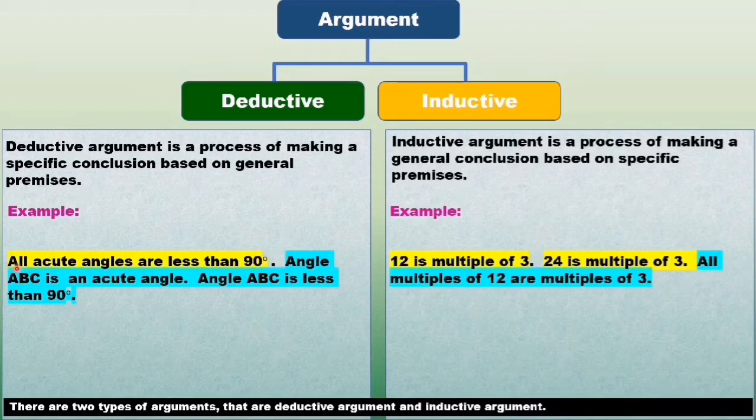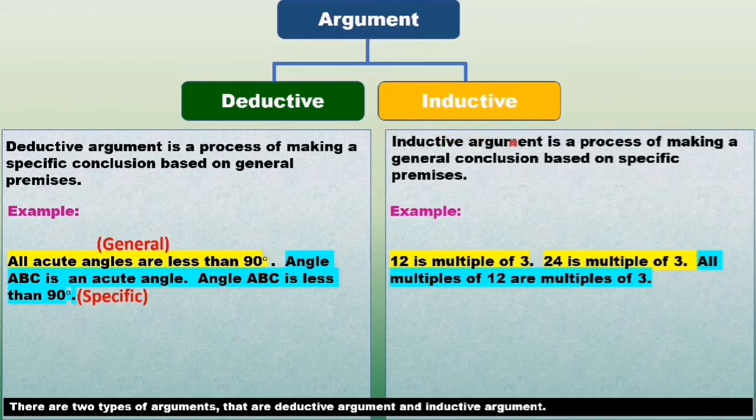So from here, all acute angles are less than 90 degrees is a general statement. What is the meaning of general statement? The general statement is a statement that describes a concept. Angle ABC is an acute angle and angle ABC is less than 90 degrees are specific statements. Specific statements are statements that refer to a particular case.